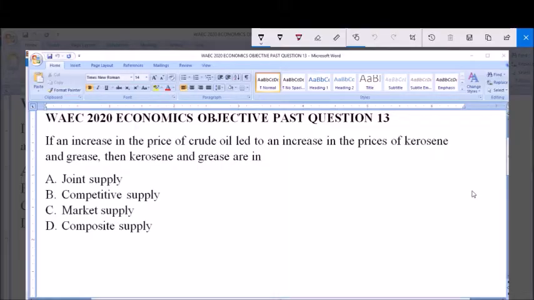Welcome. I will be answering WAEC 2020 Economics Objective Past Question 13. If an increase in the price of crude oil led to an increase in the prices of kerosene and grease, then kerosene and grease are in A. joint supply, B. competitive supply, C. market supply, D. composite supply. So we have various types of supply given to us in the options, so let's define each of them and see which one fits this scenario we have in the question.